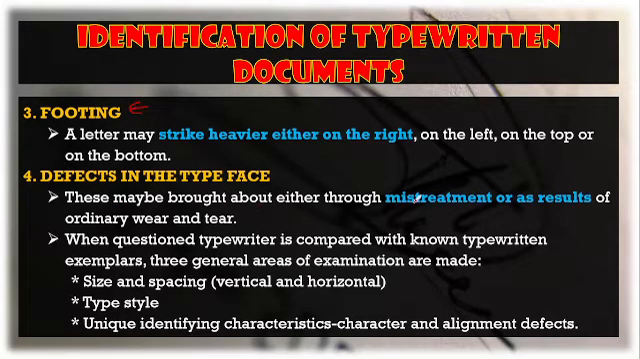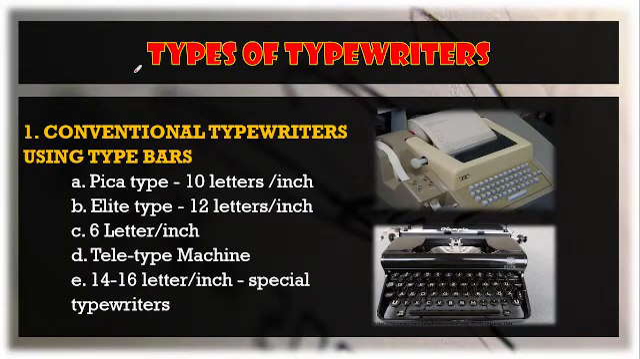This may be brought about by mistreatment, or as a result of masyado nang matagal yung ating typewriter, or gamit na yung typewriter natin. Okay, so you can observe the size and spacing, as well as either vertical and horizontal alignment, and of course type style also, and unique identifying characteristics, character and alignment defects also. So those are the things that you can observe in order for us to establish what typewriter was used also.